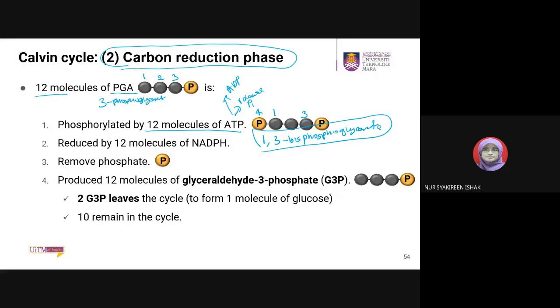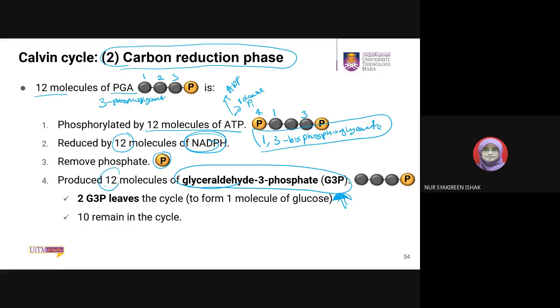Okay, So 1,3-bisphosphoglycerate will be reduced by NADPH. Berapa molekul yang diperlukan? 12 lah. Sebab ada 12 molekul 1,3-bisphosphoglycerate. So when the molecule is reduced, it also remove the phosphate group, okay, and become another molecule which is glyceraldehyde 3-phosphate. Yang ni yang you nak, okay? This is the most important molecule that is produced during Calvin cycle. Okay, nampak? So dia akan remove phosphate of carbon number 1. So dia akan jadi glyceraldehyde 3-phosphate.